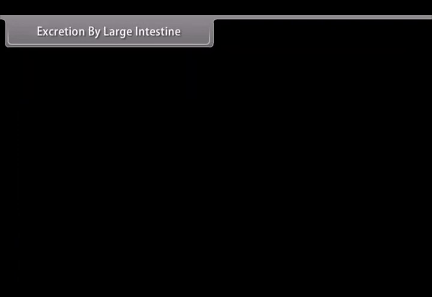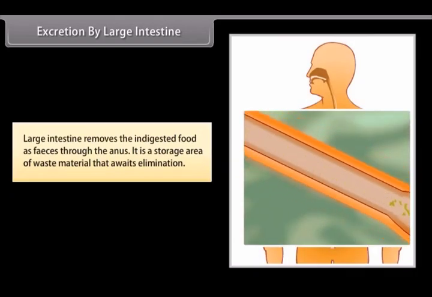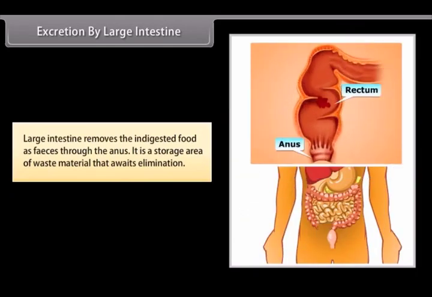Excretion by large intestine. Large intestine removes the undigested food as feces through the anus. It is a storage area of waste material that awaits elimination.